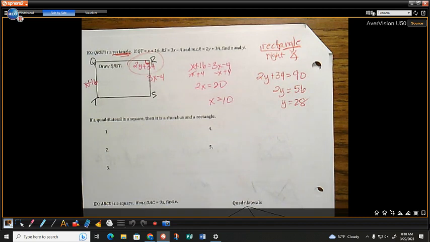Okay, you say it's a parallelogram. So are the opposite sides congruent? Yes. Opposite angles congruent? Yes, because they're all 90. Okay, well, great. It's a parallelogram. Is it a rhombus? Does it have 4 congruent sides? Yes. Does it have perpendicular diagonals? Yes. Okay, so it's a rhombus, but is it a rectangle?